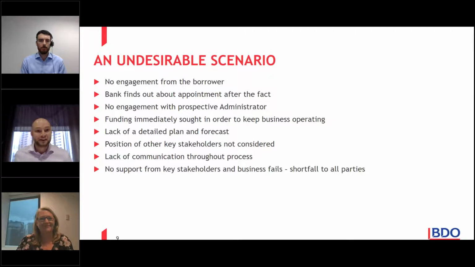Just move on to the next slide, please. The flip side of that, the ugly appointment, is you get no engagement from the borrower whatsoever. So you're sitting there with your first ranking security over the assets of the business. You think your borrower's been performing well, and all of a sudden you get a call or a notice through the email that your borrower has gone into voluntary administration. That makes it very, very difficult to implement a plan that will deliver a desirable outcome to all those impacted.